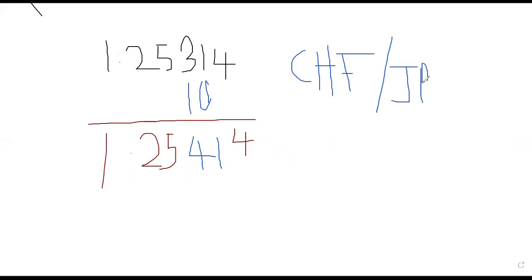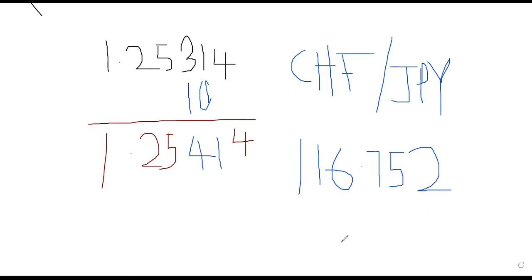CHF/JPY can have an exchange rate like this, and the exchange rate can be 116.752. So, right here, it is not the fourth value from the decimal they are concentrating on. Rather, it's the second value from the decimal. The second value is 5. That's what they are concentrating on.